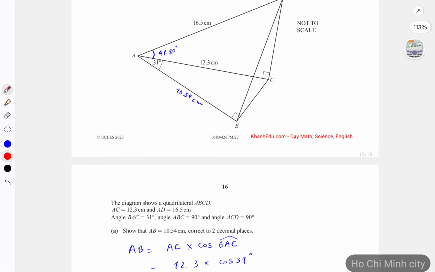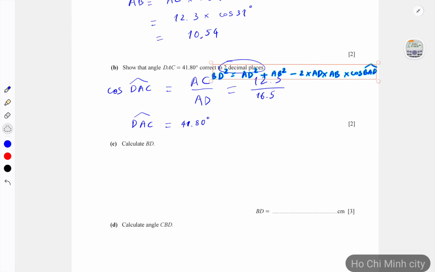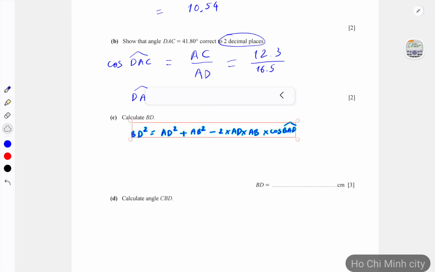And we can write down BD squared is equal to AD squared plus AB squared minus 2 times AD times AB times cosine of the angle between them, cosine BAD. All right. So we will move this to the part C, and then all we need to do is just replace the value.